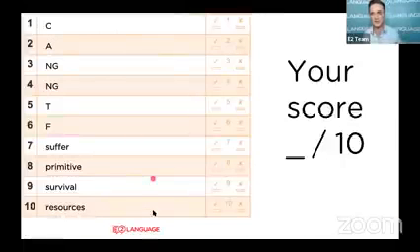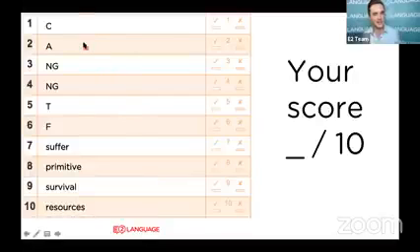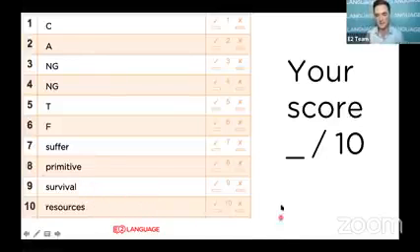So let's have a look at the answer sheet. Your answer sheet, if you got them all right, was number 1 was C, 2 was A, 3 was NG, 4 NG, 5 T, 6 F, 7 suffer, 8 primitive, 9 survival, 10 resources. Please type into the chat what score you got out of 10.